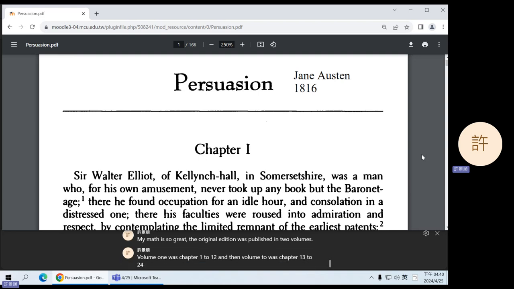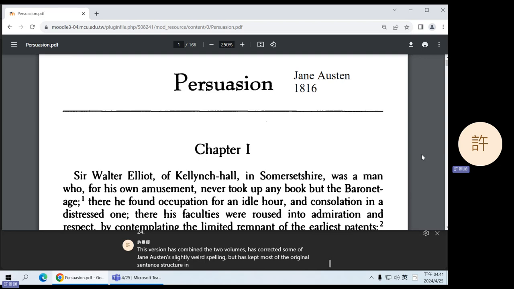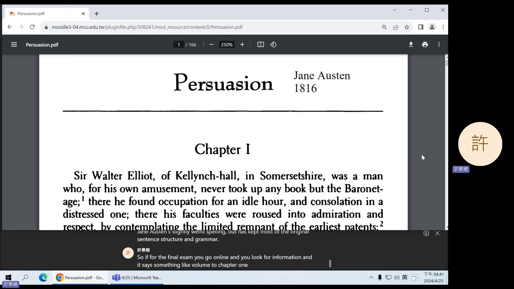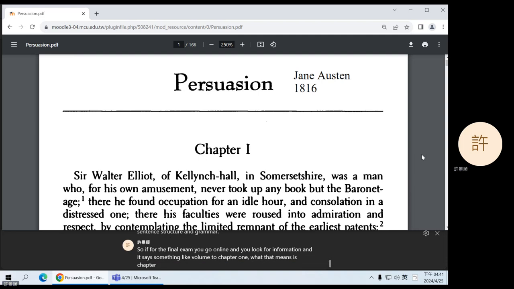This version has combined the 2 volumes, has corrected some of Jane Austen's slightly weird spelling, but has kept most of the original sentence structure and grammar. So if for the final exam, you go online and you look for information, and it says something like volume 2, chapter 1, what that means is chapter 13.